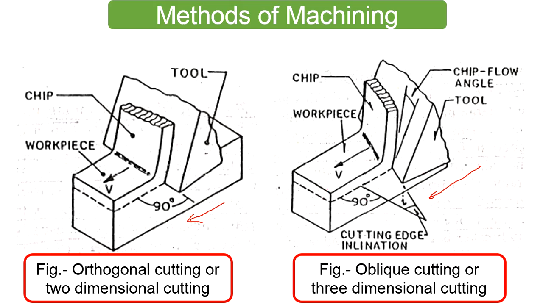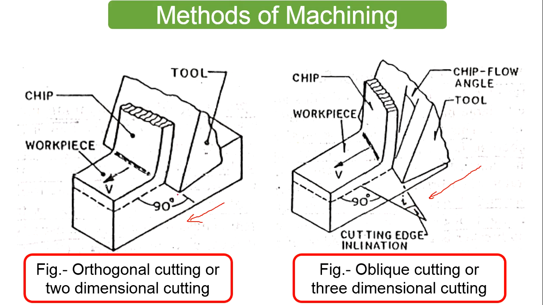Now what is the basic difference between the two? You can see that in orthogonal cutting, the cutting edge of the tool is perpendicular to the velocity vector v, whereas in oblique cutting, the cutting edge is set at some angle other than 90 degrees. So this forms the inclination angle. Other than 90 degrees, your cutting edge is inclined with respect to the velocity vector. So this gives the inclination angle.